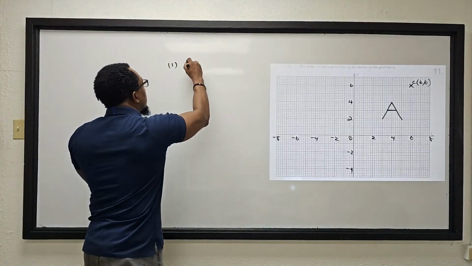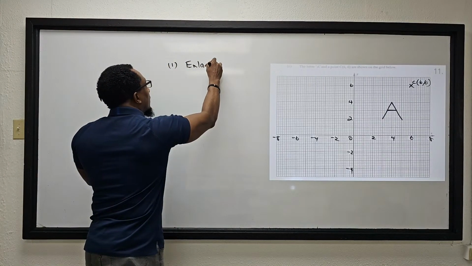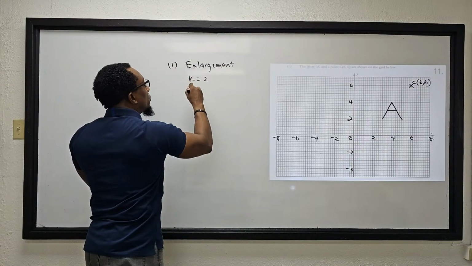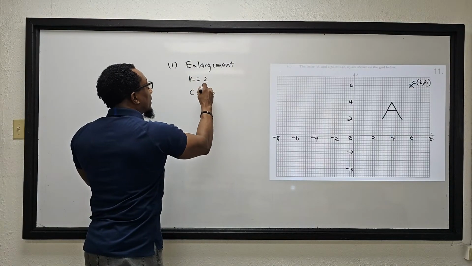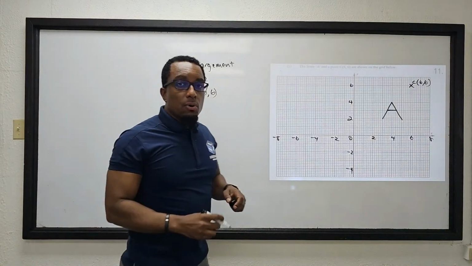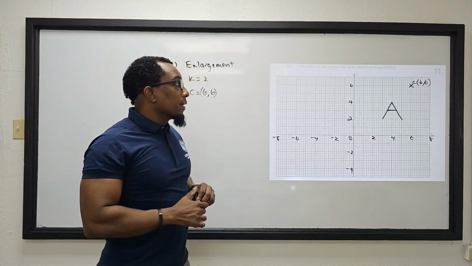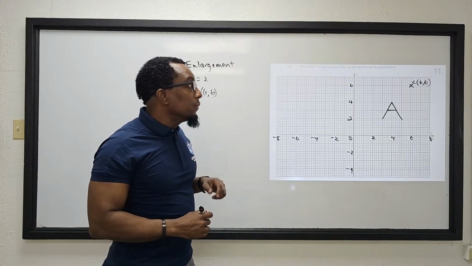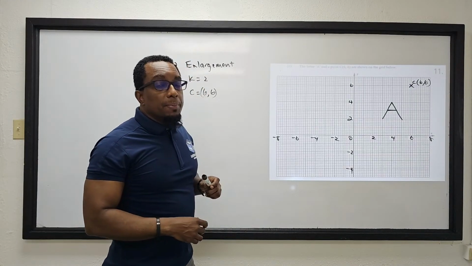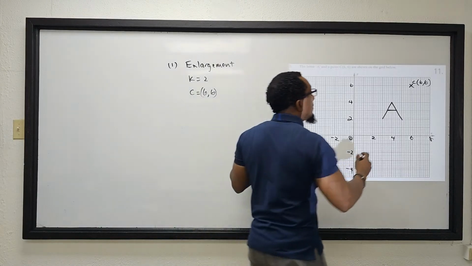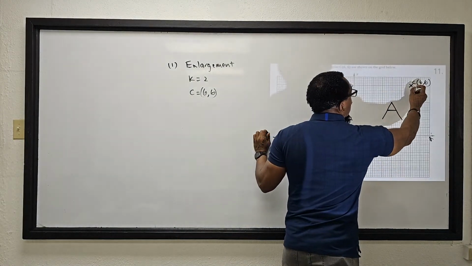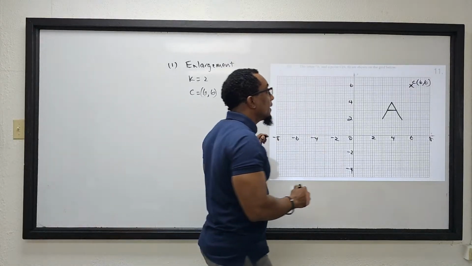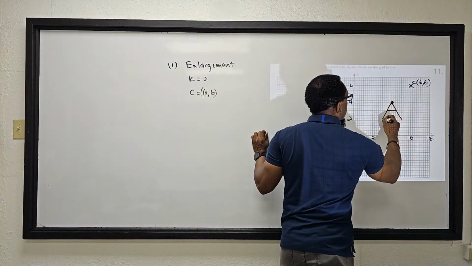So enlargement, scale factor K, which is 2, center 6, 6. So that's what we want to draw for A, to show an enlargement of that capital A. And to do that, what we have to do is simply count the positions from the center. So the position from the center here, I'm going to count, you can represent it as a translation. Let's take 3 points.